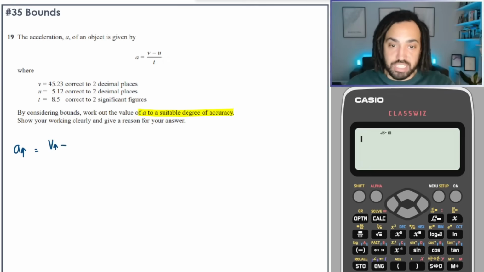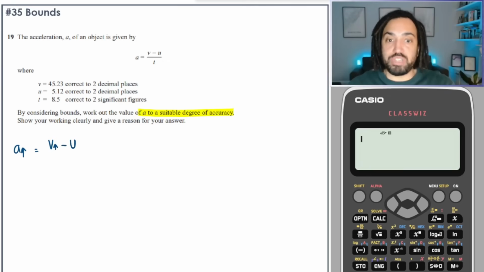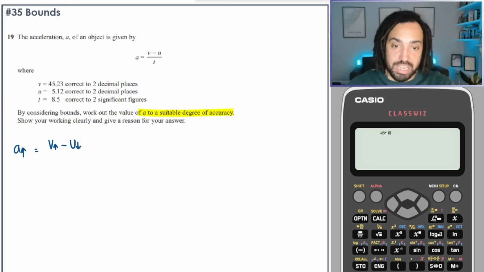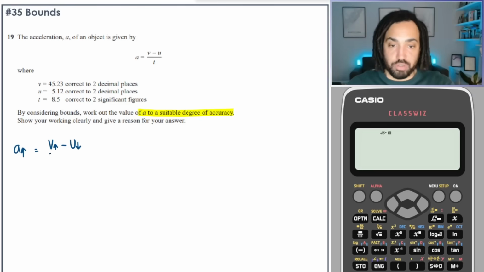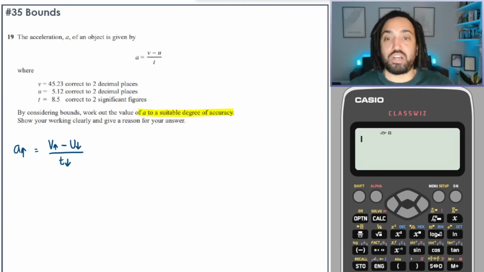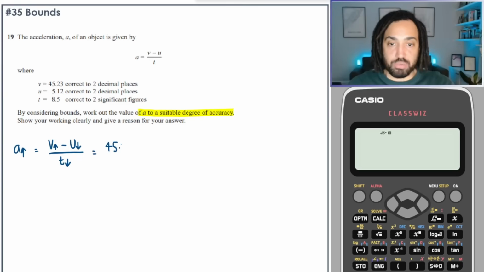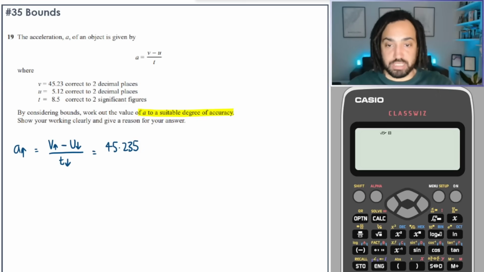Because we are subtracting U and we want the overall to be as big as possible, we're going to take away the smallest possible U. And because we're dividing by t, we need t to be as small as possible in order to make our overall value as big as possible. So what is V upper? Well, it's rounded to 2 decimal places. So the upper bound will be 45.235. That's the upper bound to 2 decimal places.